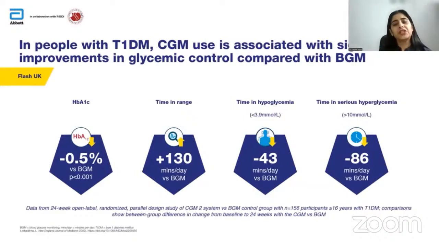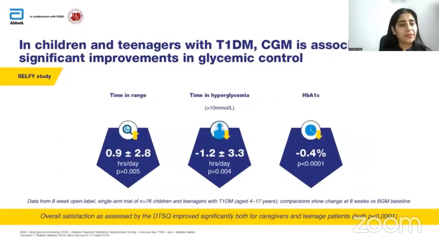So again, FLASH UK goes on to tell you how all these parameters get improved if your patient is switched from blood glucose monitoring with fingerstick to the CGM. This is the SELFIE study in children and teenagers with type 1 diabetes, where CGM is associated with significant improvements in glycemic control.